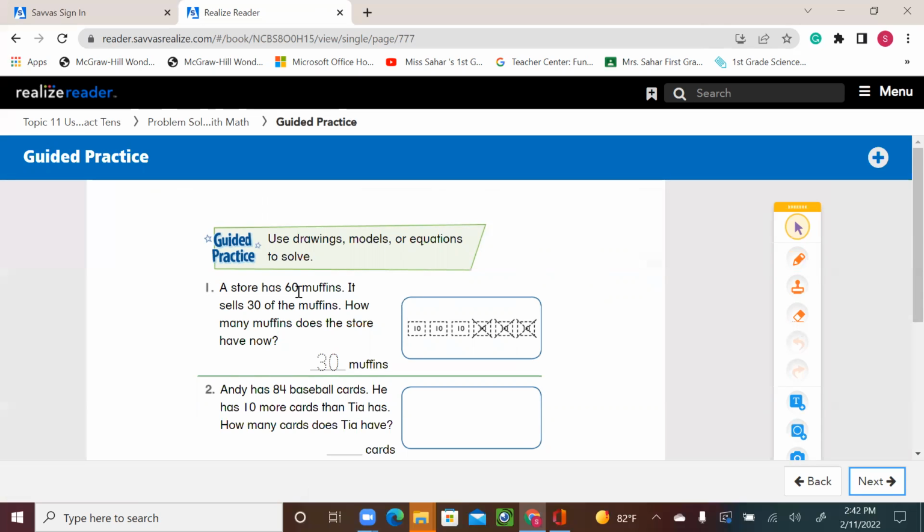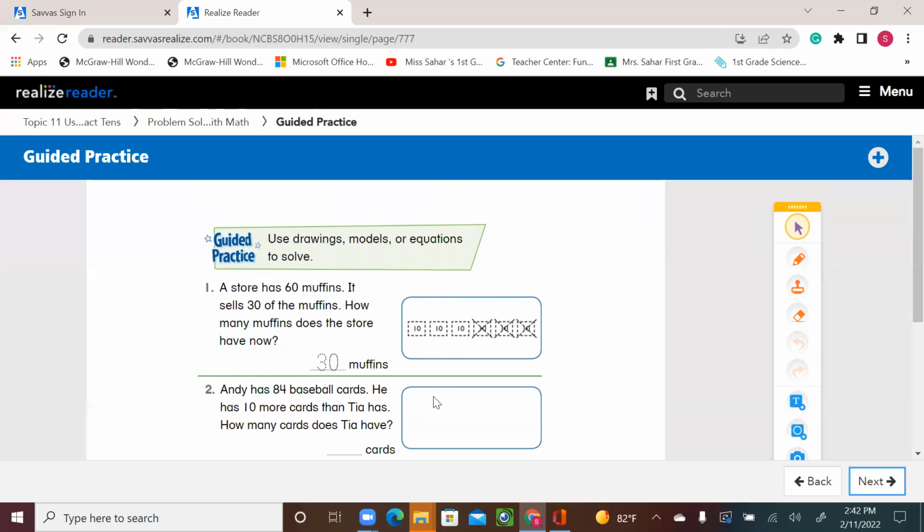A store has 60 muffins. It sells 30 of the muffins. How many muffins does the store have now? So we used 6 boxes of 10, each box representing 10 of the 60 muffins. So 10, 20, 30, 40, 50, 60. The store sold 30 muffins. So cross out 3. That leaves us with 10, 20, 30, 3 10s or 30 muffins.